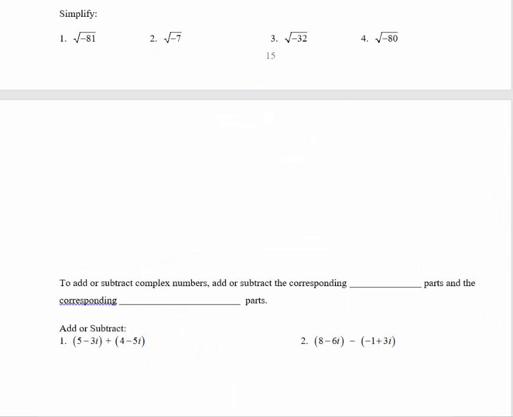So let's begin with simplifying. Number 1 is the square root of -81. I'm going to show you all the steps in between. You can certainly skip some steps. But the square root of -81 is the square root of -1 times 81. Breaking those up into each its own radical, we get the square root of -1 times the square root of 81. We know the square root of -1 is i. By definition, i is the square root of -1. And we know that the square root of 81 is 9. So my answer turned out to be 9i.